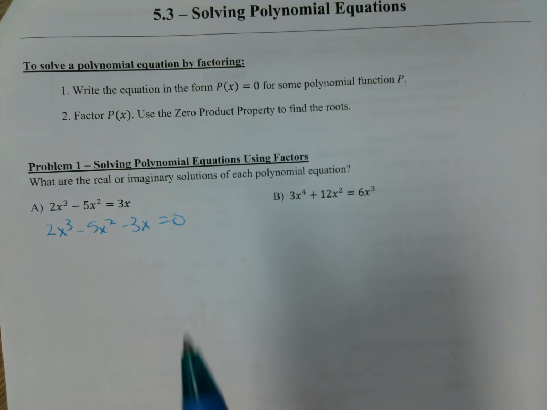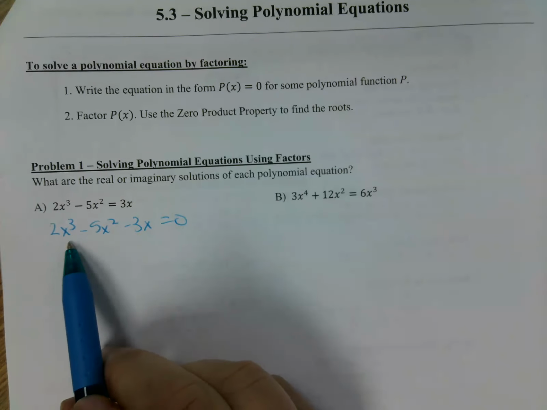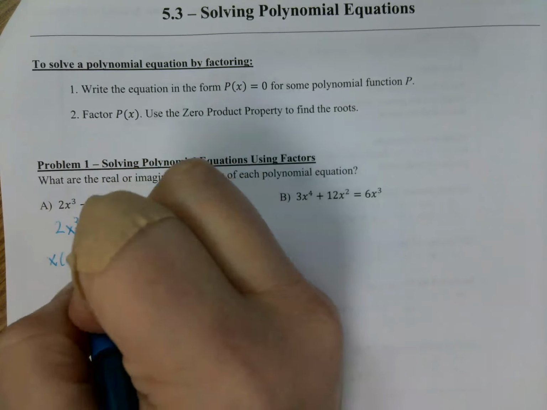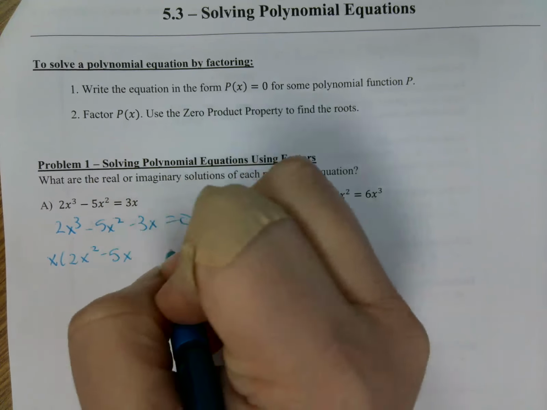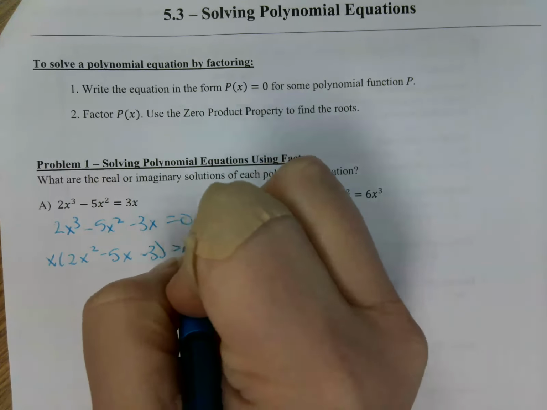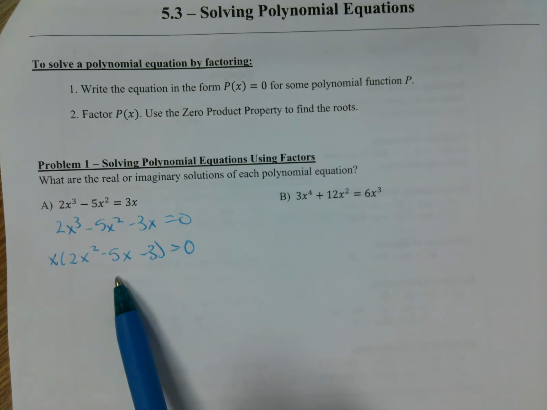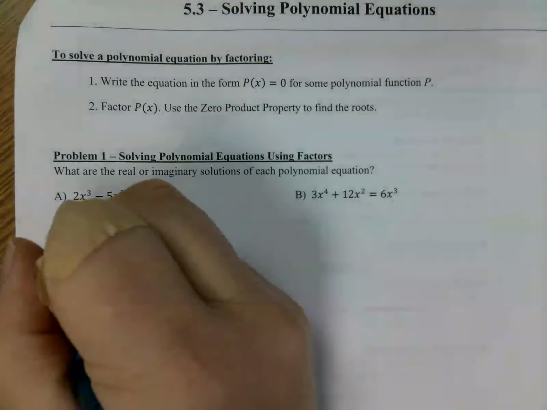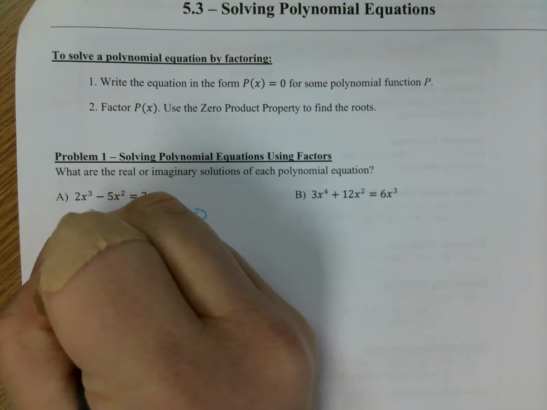First step is to take out an x from each one. They all have an x in common. I can take out an x. So I have x times 2x squared minus 5x minus 3 is equal to 0. I need to factor this now. This is either guess and check or box method, however you choose. I'm going to use guess and check.